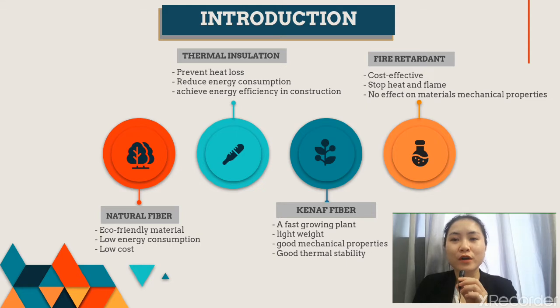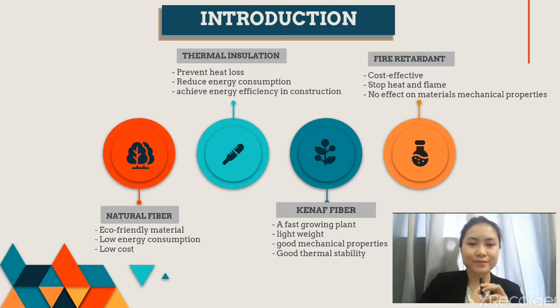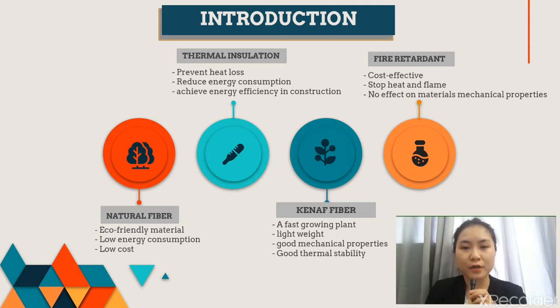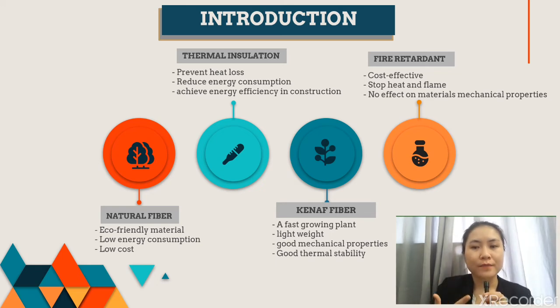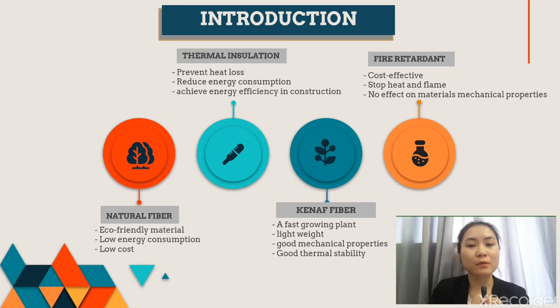Therefore, this study will focus on the use of natural fiber as the best material for thermal insulation application, especially in industry. The purpose of thermal insulation is to prevent heat loss, reduce energy consumption and achieve energy efficiency in construction. For this study, the type of natural fiber used is Kenaf fiber. Kenaf fiber, or Hibiscus cannabinus, is an economically viable and environmentally friendly alternative fiber crop. Because of its lightweight, biodegradability, low cost, good mechanical properties as well as good thermal stability, Kenaf fiber was used as a reinforcement for composite.